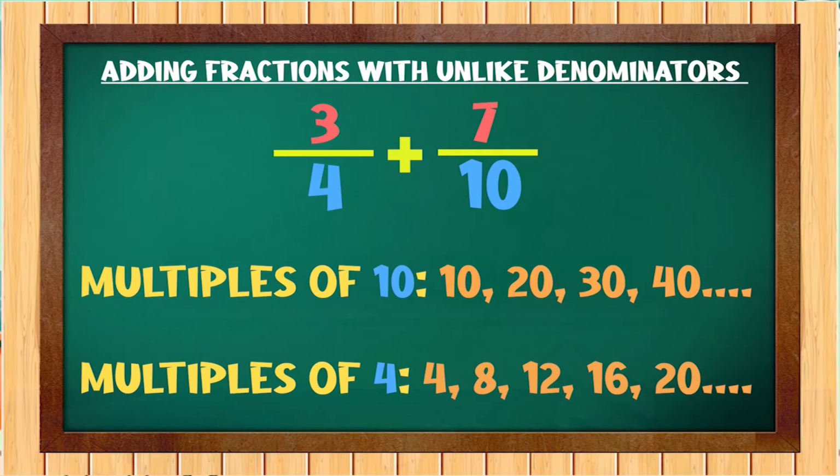The multiples of 4 are 4, 8, 12, 16, 20. Now, looking at the multiples of 10 and 4, we see the lowest common multiple is 20. Or in other words, 4 and 10 share a similar multiple, which is 20. Okay? So we're going to use 20 as our LCM.